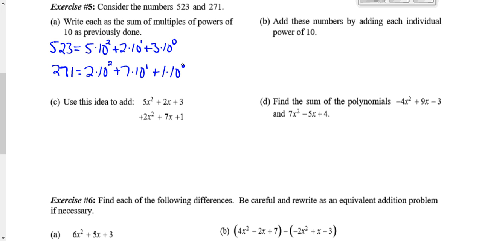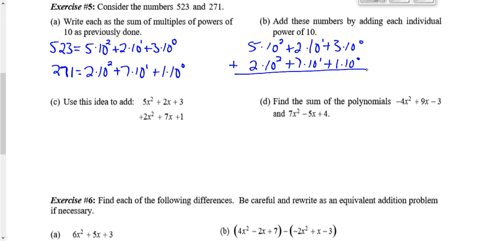Question: what if you do the 5 and the 2, because like the exponent, if they're both the same, they would be like terms. So we'll line them up like this, right? So we have 5 times 10 squared plus 2 times 10 to the first plus 3 times 10 to the 0, plus 2 times 10 squared plus 7 times 10 to the first plus 1 times 10 to the 0. So I have all the like terms lined up above and below each other, okay?